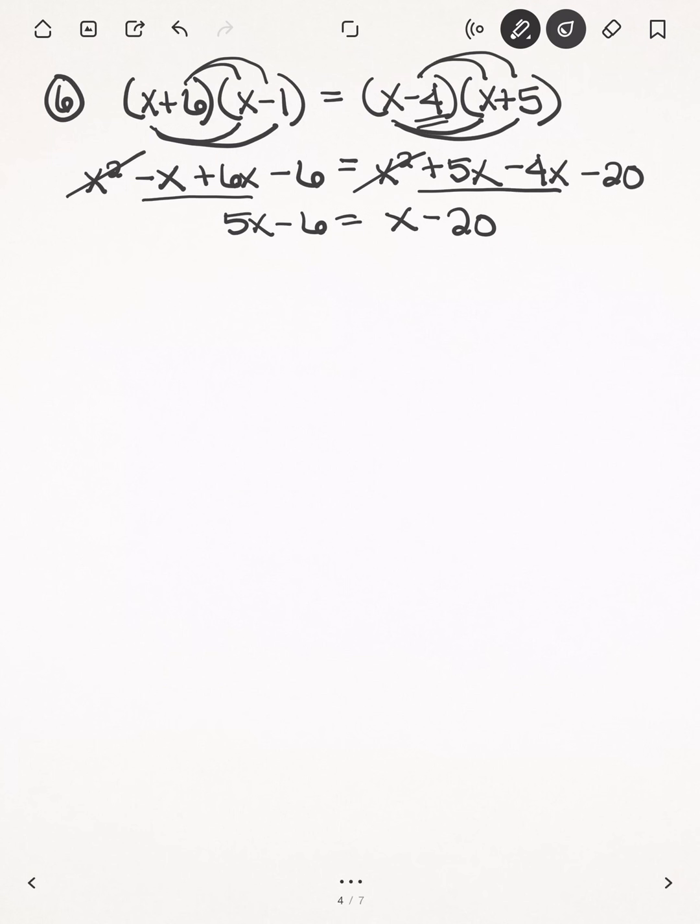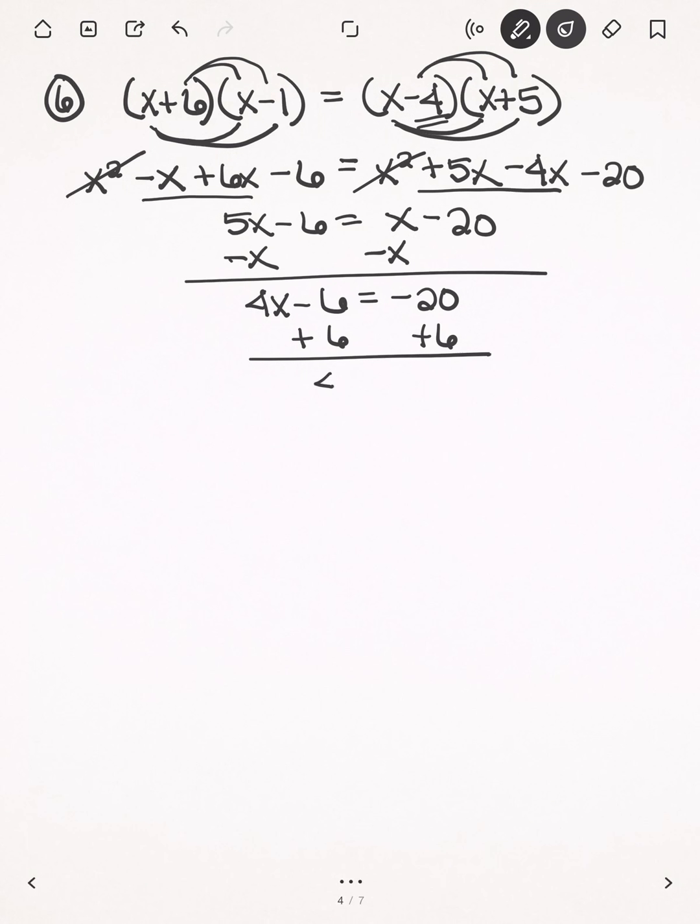Now I'm going to move my variable. I'm going to move my x to the other side by subtracting it. And here I get 4x minus 6 is equal to negative 20. I now have a two-step equation. I'm going to get rid of whatever's added or subtracted first, so I'm going to add 6 to both sides. And I get 4x is equal to negative 14.